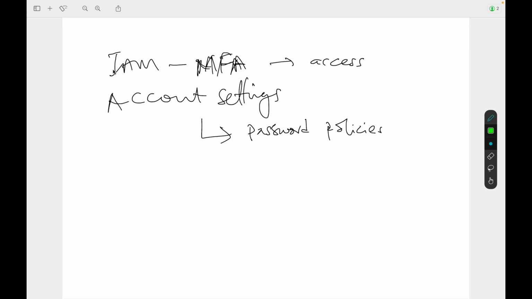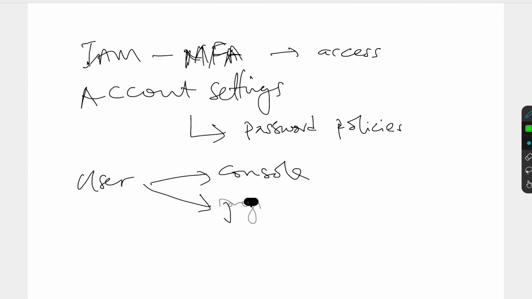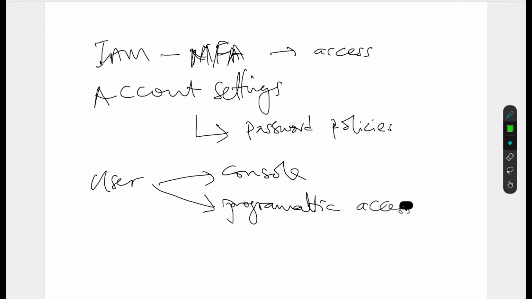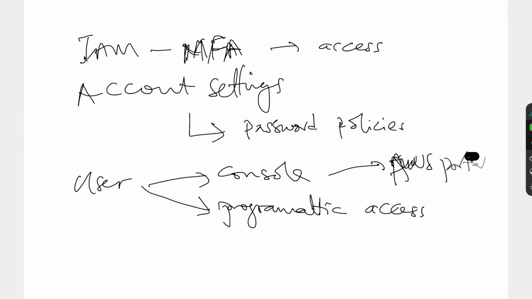And lastly, you also want to look at user console and programmatic access. If a user has console access, it means that they can access the AWS environment through the portal, or through the command line interface. So that is basically how users can access your environment: either through the console, the command line interface, or programmatic means of access.